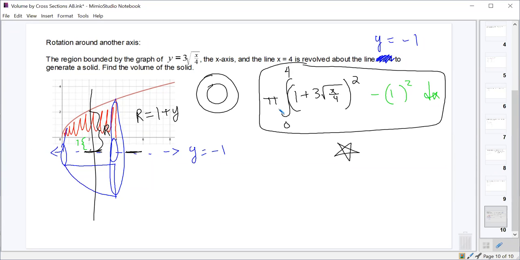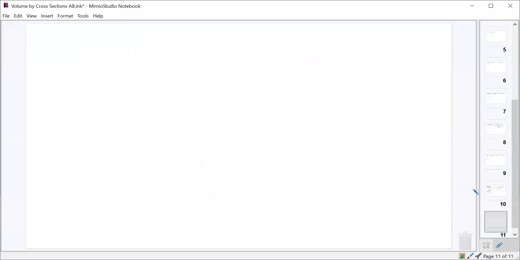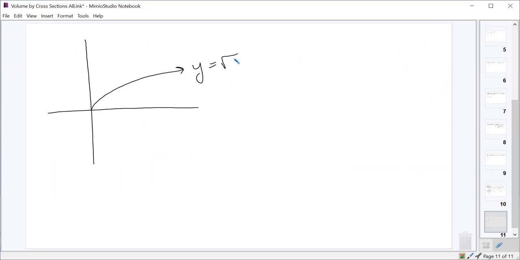Yep. Okay, perfect. We're going to do another one. We're going to come back to the one that we were supposed to do in a little bit. But let's suppose we had this function. We're just going to call it y equals root x because that's simple, from x equals 0 to x equals 4. And let's say we wanted to revolve it around this line, y equals -5. Okay.